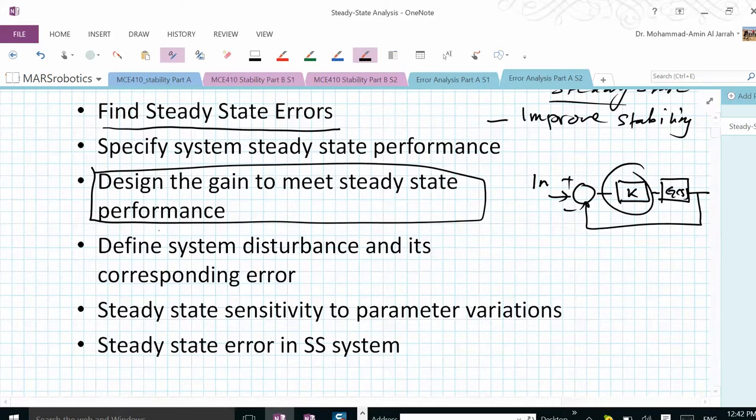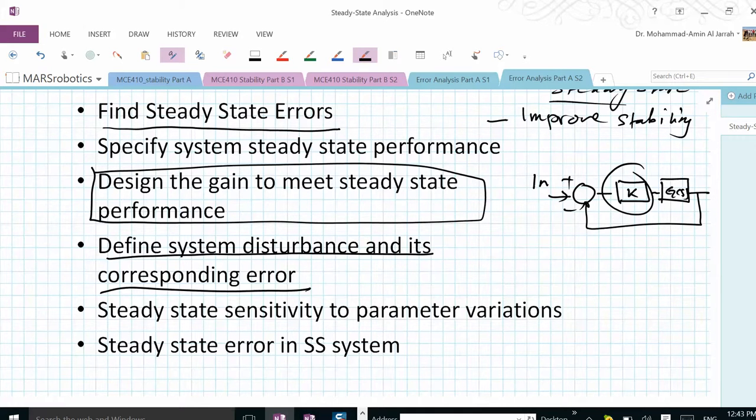Actually, steady state and transient performance, and the controller needs to address both. As you will see, when we design any controller, the steady state and the transient performance are there. We want to define a system disturbance and how this disturbance affects the system error.